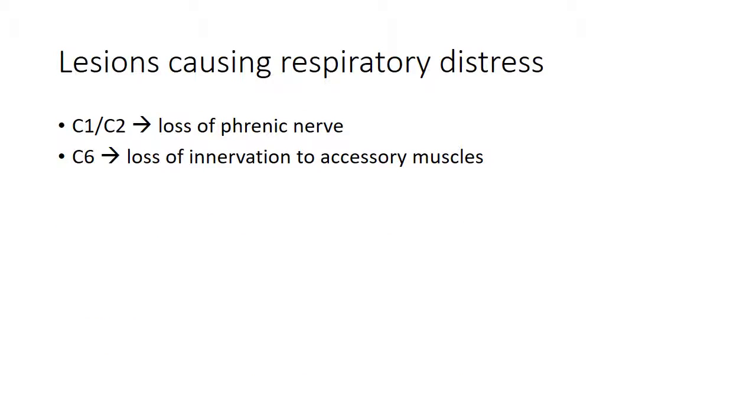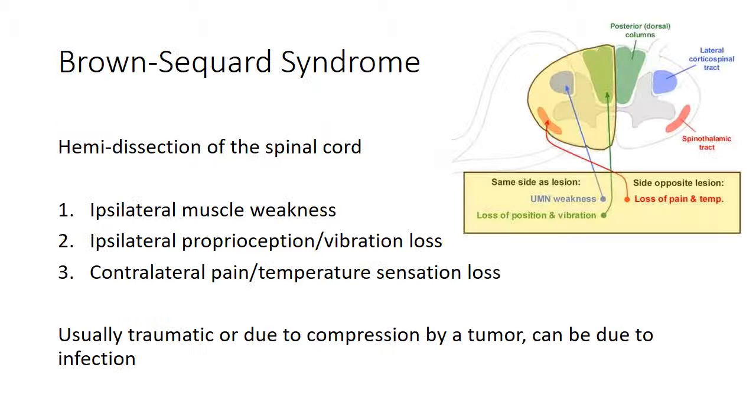So I just wanted to quickly mention a couple of important lesions to be aware of, because they can cause respiratory problems and respiratory distress. A lesion at C1 or C2 leads to loss of the phrenic nerve, and a lesion at C6 causes loss of innervation to accessory muscles. It's a bit of revision from when you studied the brachial plexus, but all of those nerves are important in respiration, and when you lose them, a patient may present with respiratory distress.